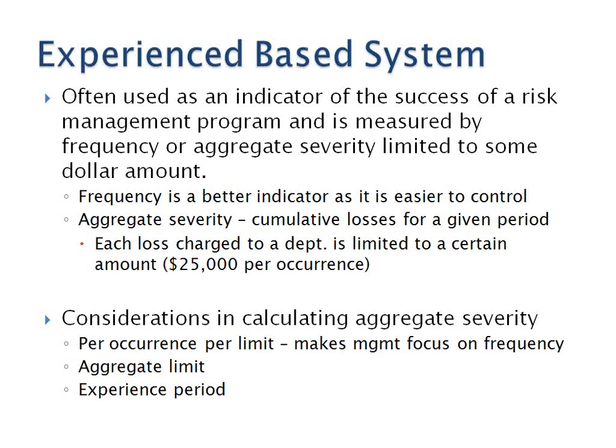The aggregate severity, in this case, would be the cumulative losses for a given period, and each loss charged to a department is limited to a certain amount, such as I mentioned, like $25,000 per occurrence. Some of the considerations in calculating aggregate severity is the per occurrence limit, which makes management focus on frequency. And so again, this is where the actuaries would come in. So if you said, per 25,000 or up to 50,000, the goal is you want to make them focus on the frequency.